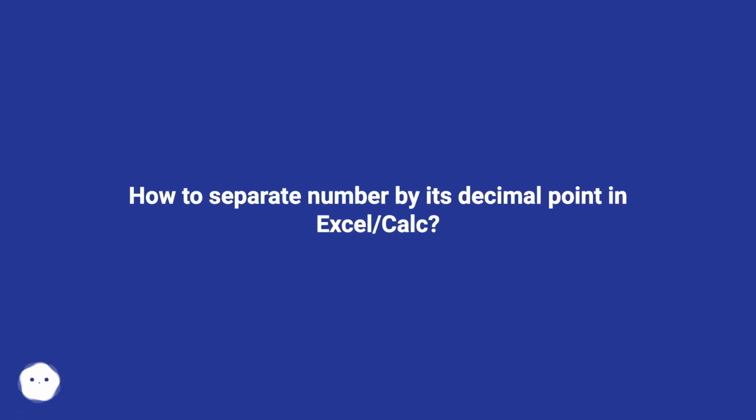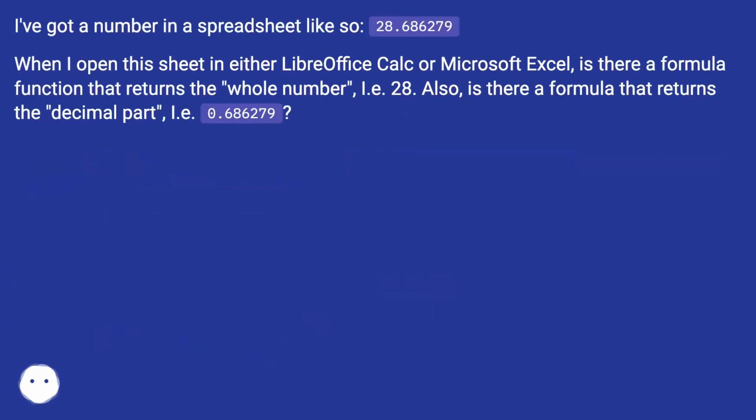How to separate a number by its decimal point in Excel/Calc. I've got a number in a spreadsheet like so, 28.686279. When I open this sheet in either LibreOffice Calc or Microsoft Excel, is there a formula or function that returns the whole number, i.e. 28? Also, is there a formula that returns the decimal part, i.e. 0.686279?